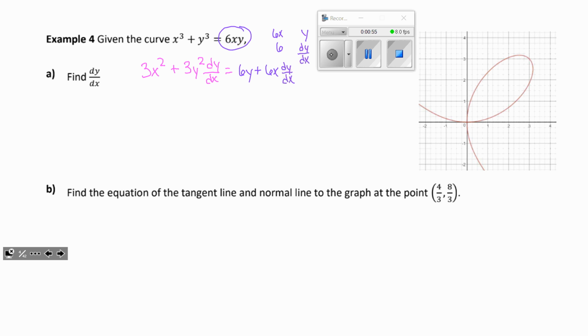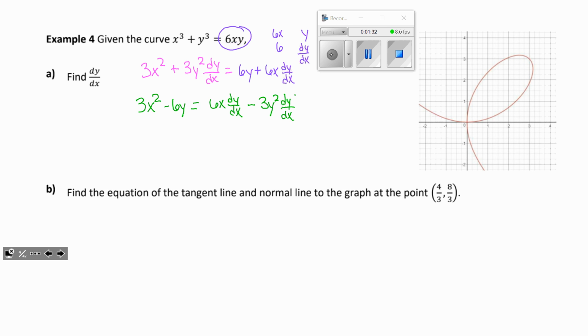Now it says find dy dx. What that means is we're going to solve this for dy dx. So we're going to have to move some stuff around. We'll put dy dx on one side. We're going to put everything else on the other. So I'm going to rearrange this a little bit. I'm going to leave this 3x squared over here, but I'm going to move the 6y from the other side. And then I'm going to put 6x dy dx. And I have a minus 3y squared dy dx.